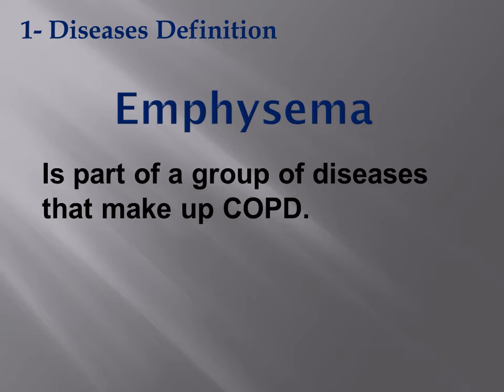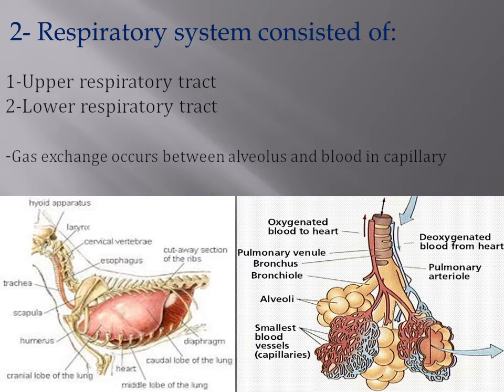To understand this disease, we must first review the respiratory system to get a better understanding of what this disease is all about. The respiratory system consists of anatomical structures and involves ventilation and gas exchange. It allows us to breathe oxygen in and exhale carbon dioxide out.